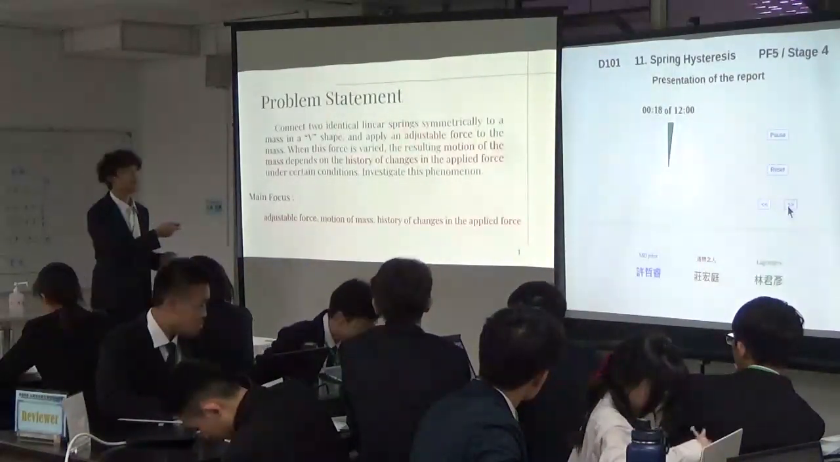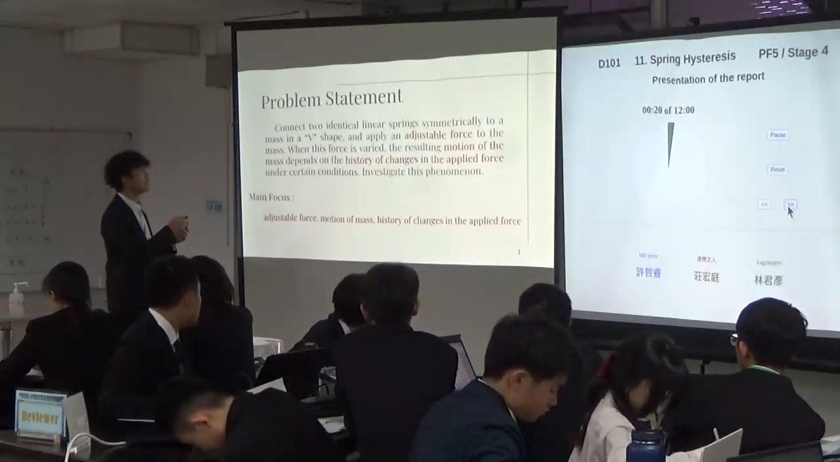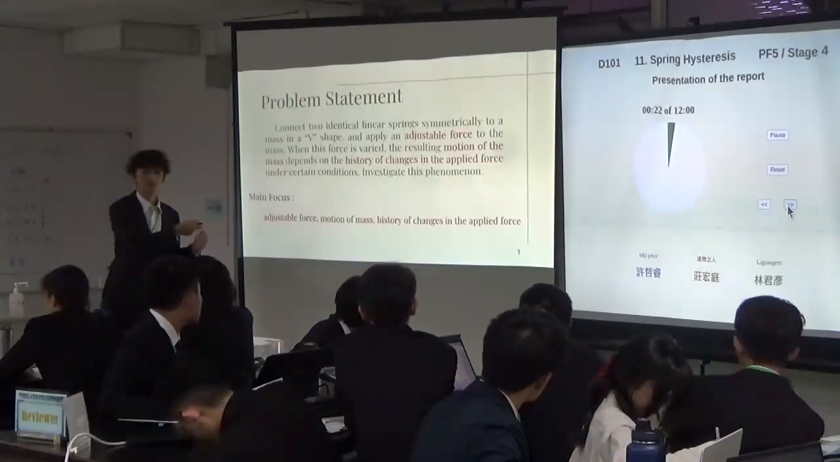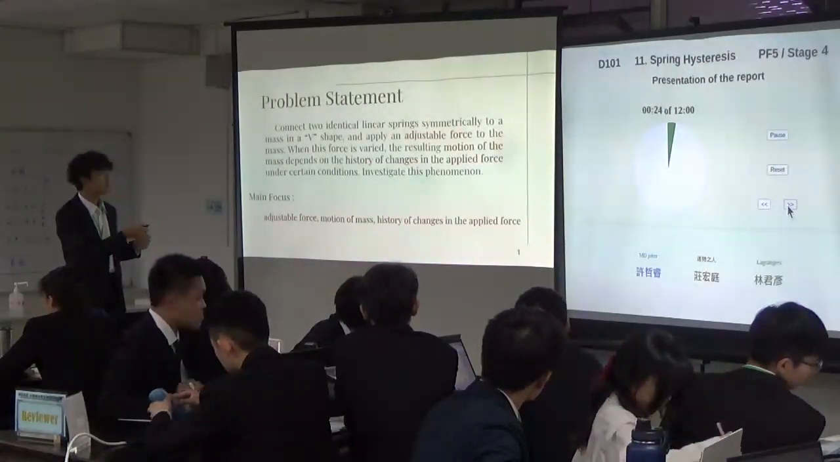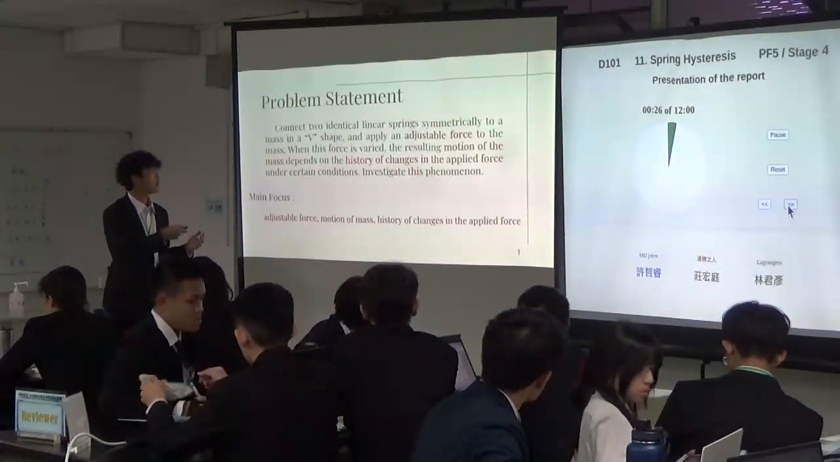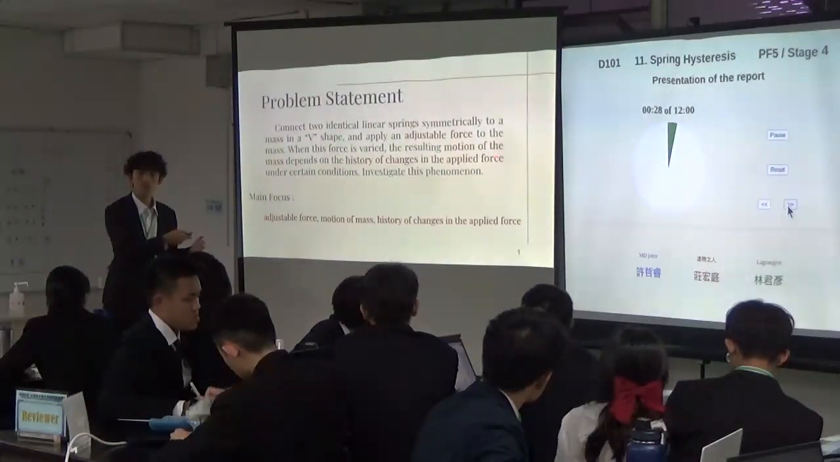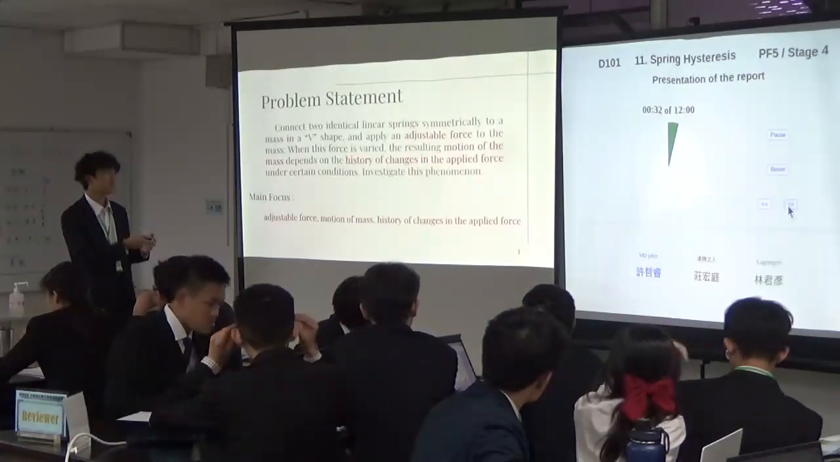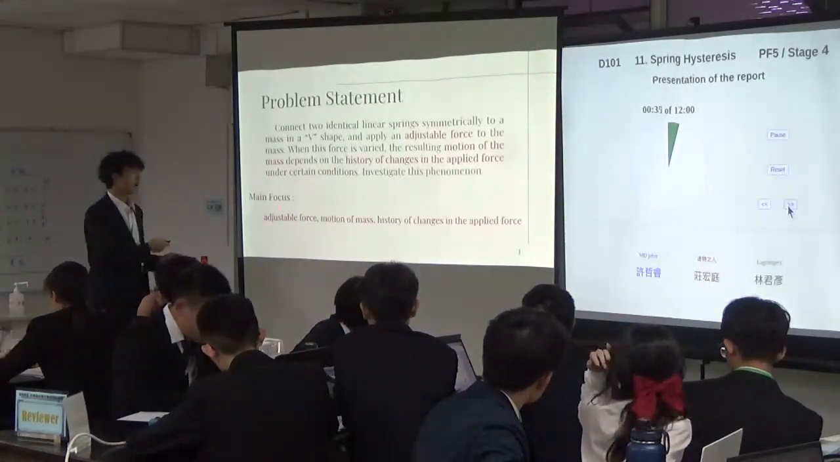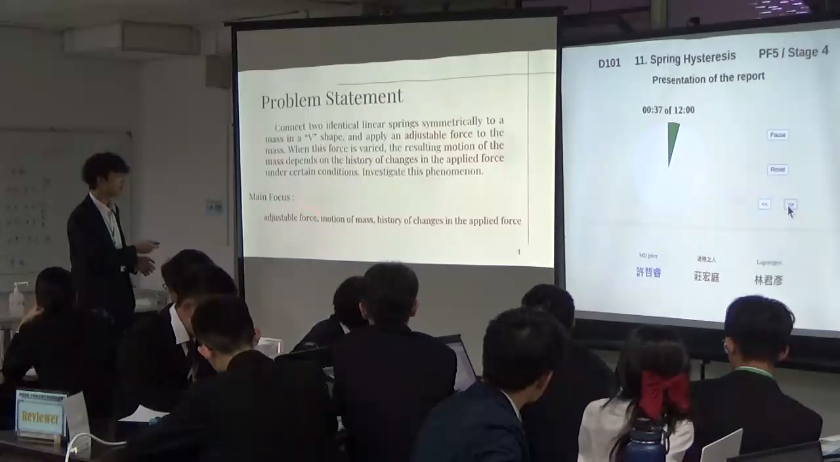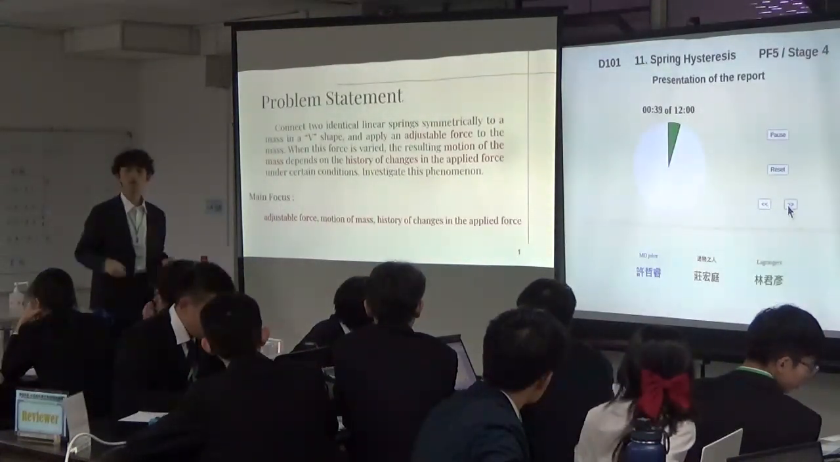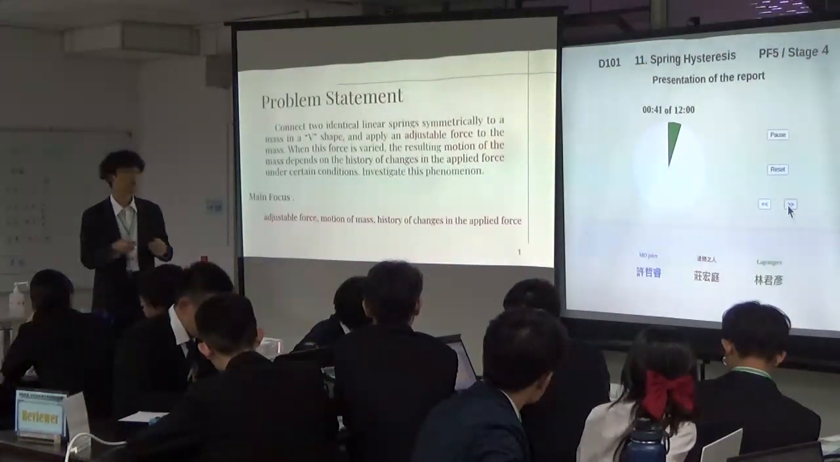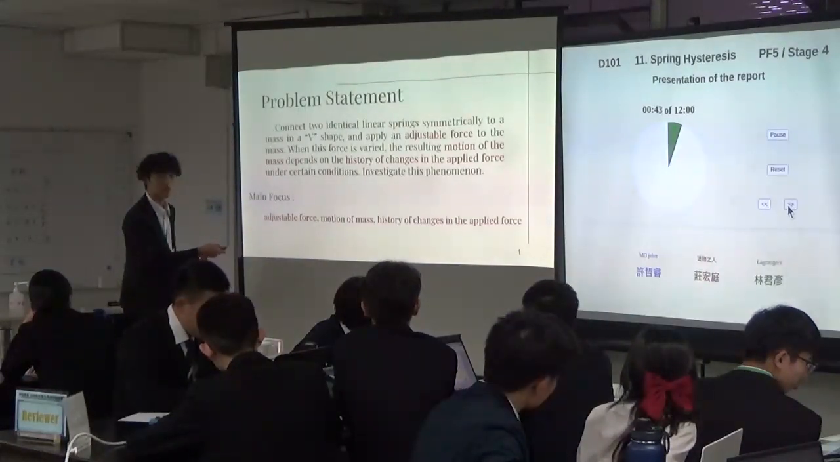This is the problem statement. Connect two identical linear springs symmetrically to a mass in a V shape and apply an adjustable force to the mass. When this force is varied, the resulting motion of the mass depends on the history of changes in the applied force under certain conditions. Investigate this phenomenon. Our main focus on this problem is the adjustable force and the motion of the mass, which we think is the position over time, and also the history of changes in the applied force.